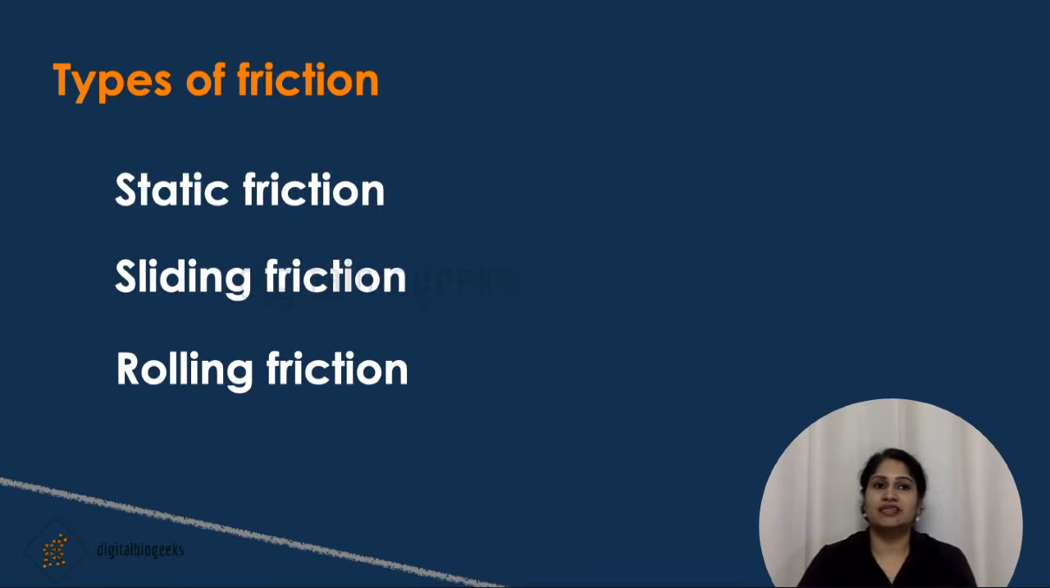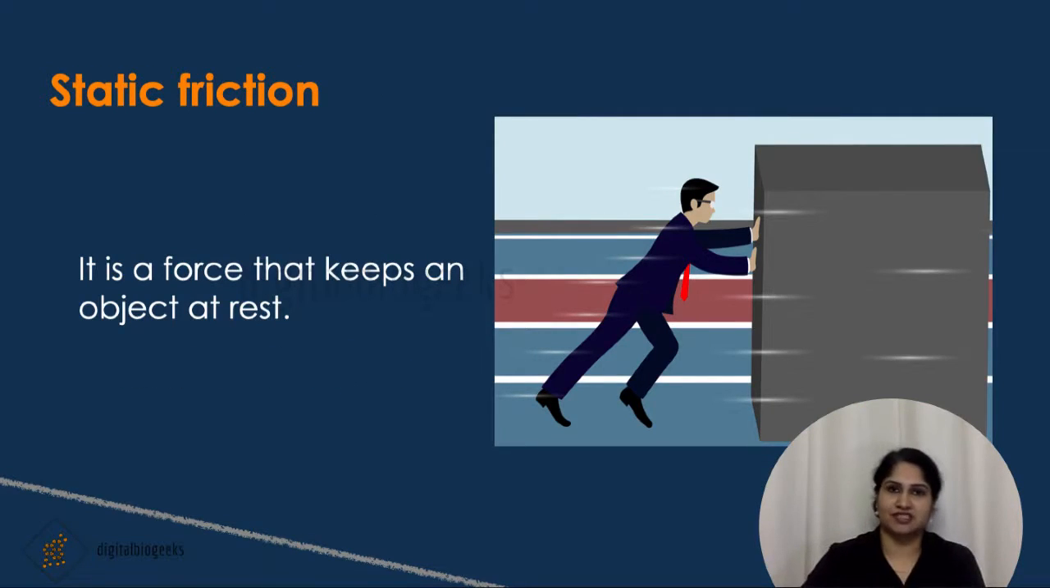Let's learn about the types of friction. There are three types of friction: static friction, sliding friction, and rolling friction. Let's go into details. Static friction.